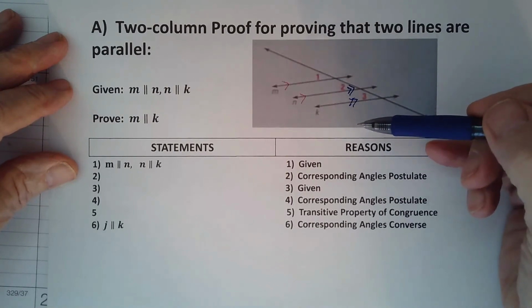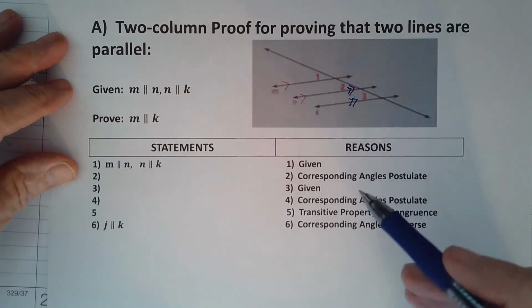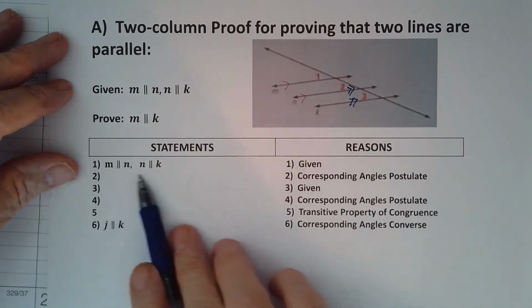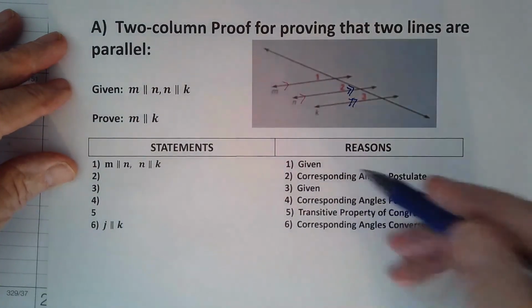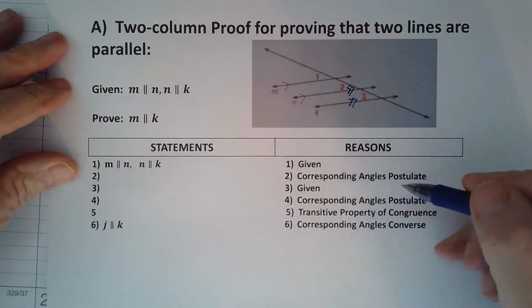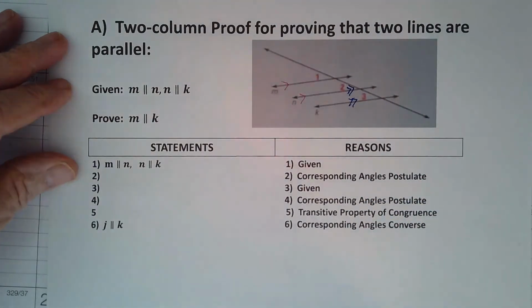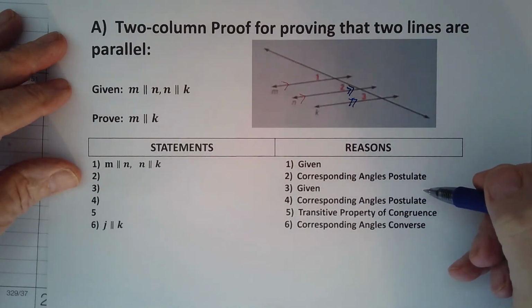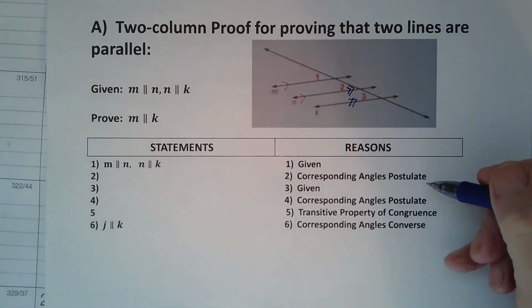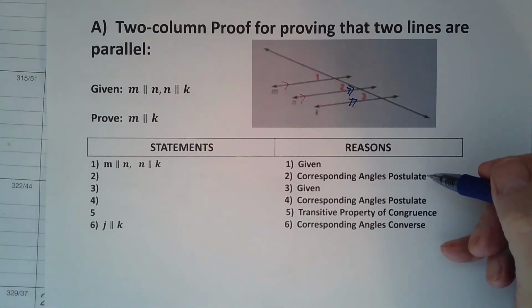Now that seems like it might be obvious, but you have to come through and do it. So they give you that M is parallel to N and line N is parallel to K. That's the given. Now they tell you the reason for the next step is the corresponding angles postulate. So let's go back and look at the corresponding angles postulate.